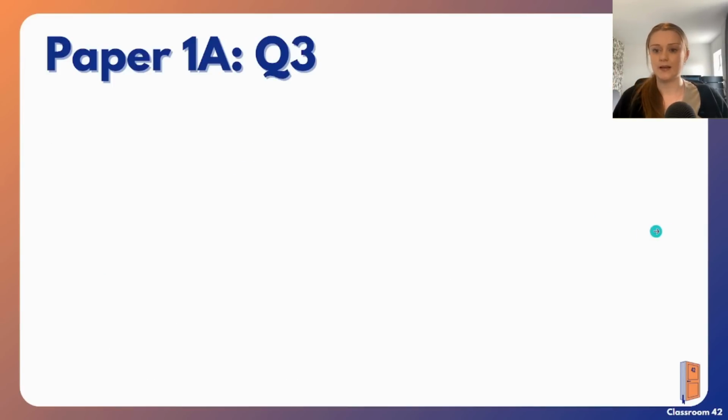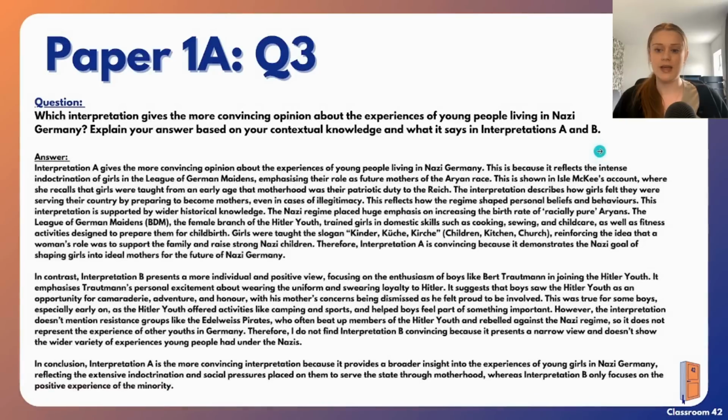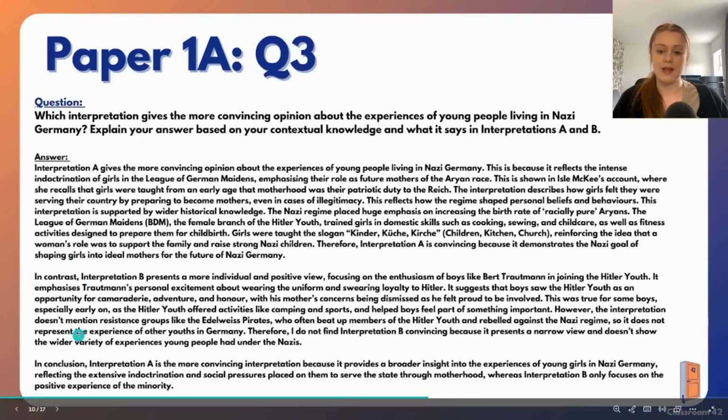Okay, so let's look at our example question and answer. Our question is, which interpretation gives the more convincing opinion about the experiences of young people living in Nazi Germany? Explain your answer based on your contextual knowledge and what it says in interpretations A and B. So you can see here that we need to include the contents of interpretations A and B, but we also need to bring in our contextual knowledge. So here is an example answer. We've got 3 paragraphs. We've got a paragraph on interpretation A, a paragraph on interpretation B, and then our short conclusion at the end.